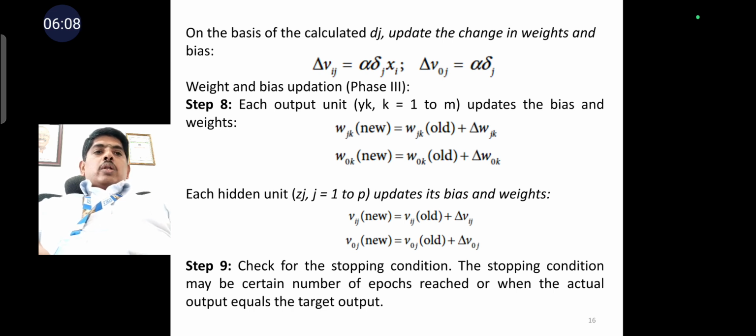So what are the new values? The new weights wjk new equal wjk old plus the change in weights. Similarly, the new weights between the hidden neuron and input neuron are vij new equals vij old plus the change in weights. I have to repeat these steps until the target value equals the output value. Once the target value equals the output value, we stop. So this is the training algorithm of the back propagation neural network.